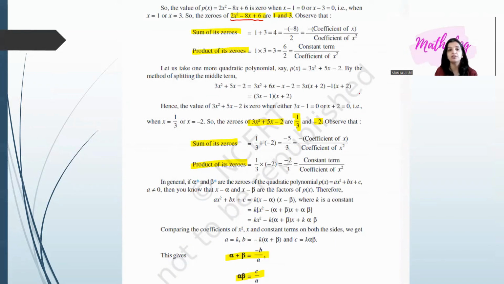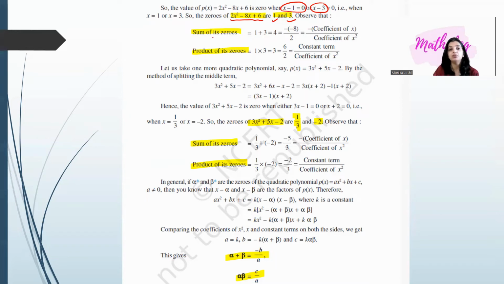So now how can we find the value of zero with factors? This is factor number 1: x minus 1 equals 0, and x minus 3 equals 0. Like this we will find the values of zero. So the values of zero are 1 and 3.